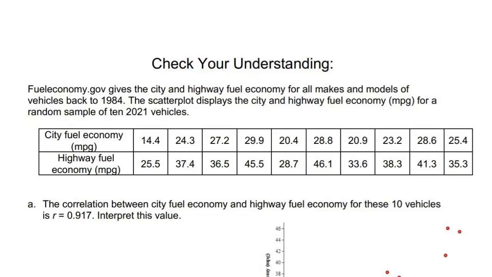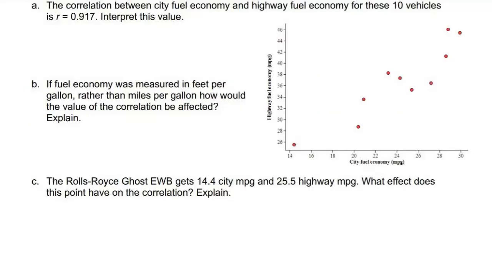Real quick before I take questions about that. How would you guys interpret an R value of 0.917? Strong, positive, linear relationship. If the fuel economy was measured in feet per gallon rather than miles per gallon, how would that affect my correlation? It wouldn't, not at all.